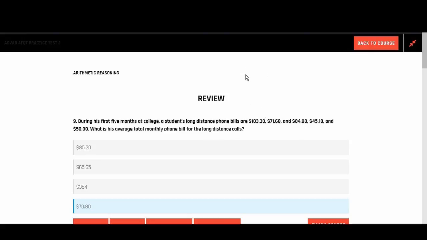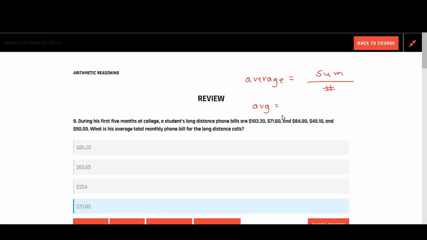So that's going to look like this. Average equals the sum of all the phone bills over how many phone bills there are. And I always like to refer to it like this. Average equals some number. Again, sum of all the numbers over how many numbers there are.